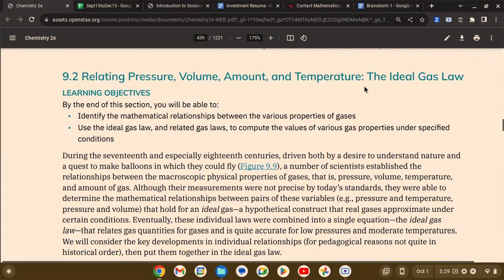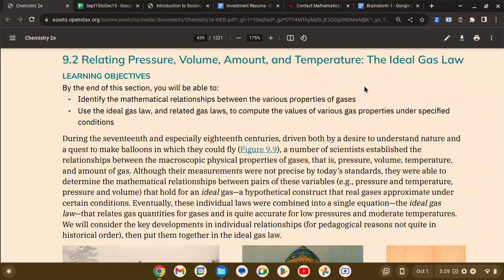All right, 9.2. Relating pressure, volume, amount, and temperature: the ideal gas law. Identify the mathematical relationships between the various properties of gases. Use the ideal gas law and related gas laws to compute the values of various gas properties under specified conditions.